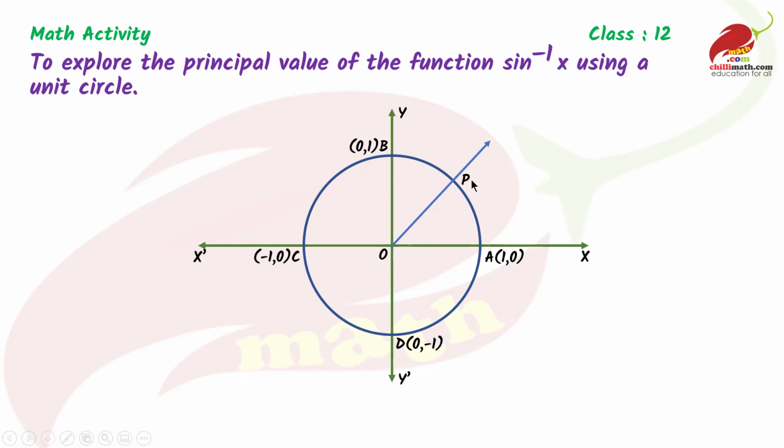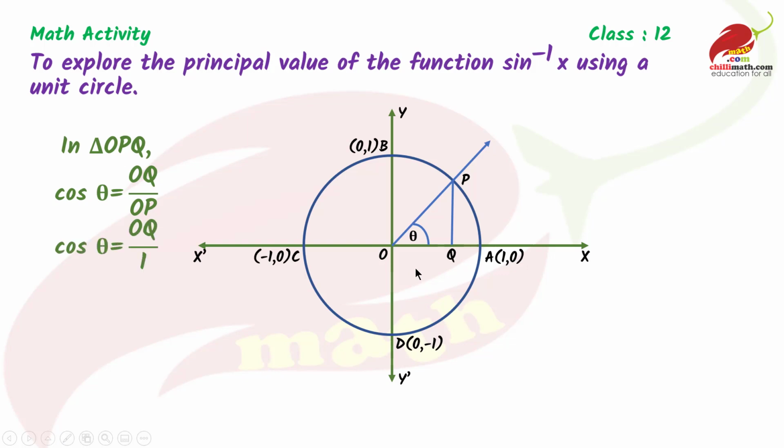So how to find coordinates of this point P if it is making an angle theta with the positive direction of x-axis? To find it, draw a perpendicular on OX. Let this point be Q. As we know, to find a point we have its x coordinate and y coordinate. X coordinate is its horizontal distance and y coordinate is its vertical distance. So we'll find OQ and PQ. So in triangle POQ, let's find cos theta. Cos theta is equal to base over hypotenuse. OP is 1 because it is unit circle. Cross multiplying, OQ is equal to cos theta. So its horizontal distance is equal to cos theta.